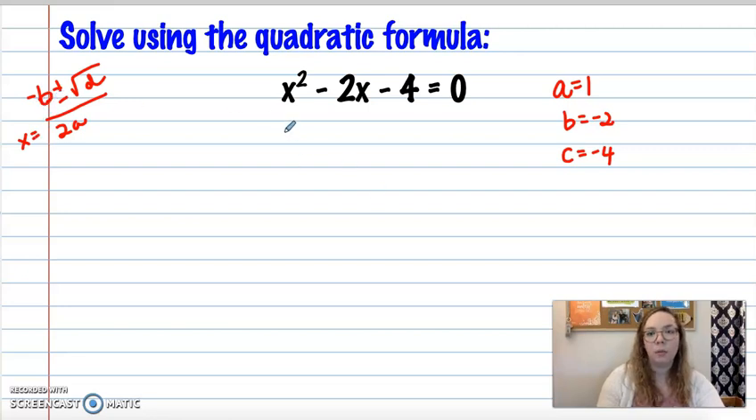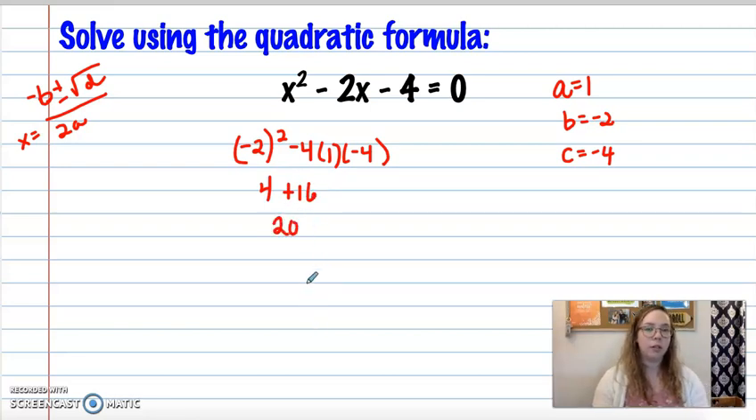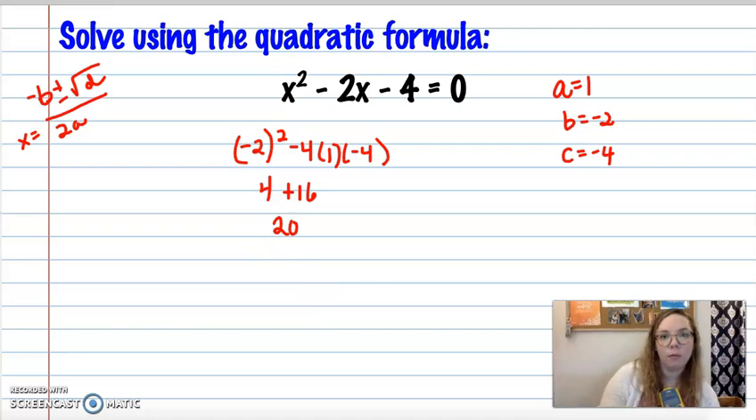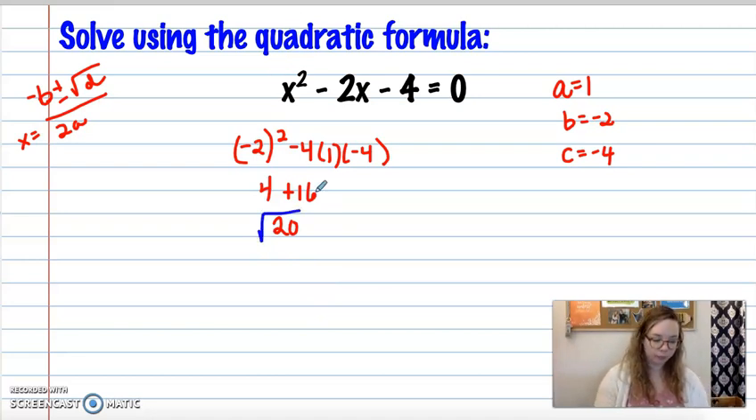Okay, so our discriminant was b squared minus 4ac, so -2 squared minus 4 times 1 times -4 is going to give us 4 plus 16, or 20. So let's go ahead and take the square root of 20, and we're going to round to 2 decimal places. So this is approximately 4.47.